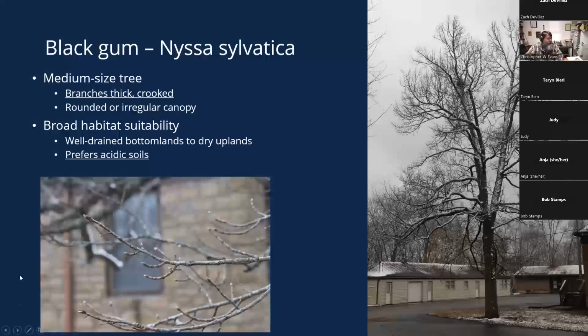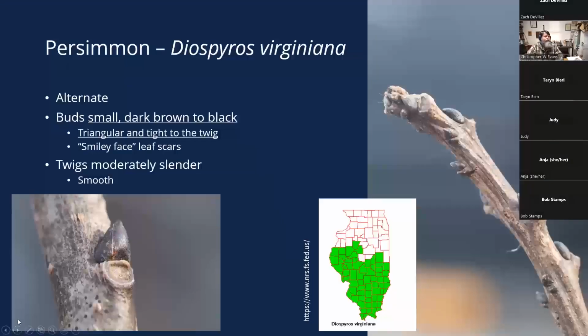I think we have one more tree. Yep, one more, which can get mistaken for black gum quite a bit because the bark looks somewhat similar. But that is a persimmon. And so we'll end here with persimmon.